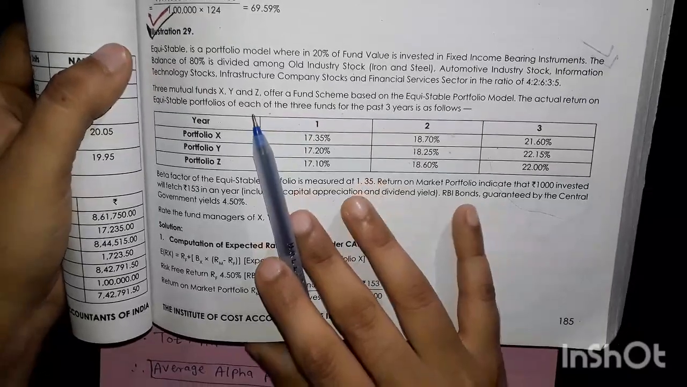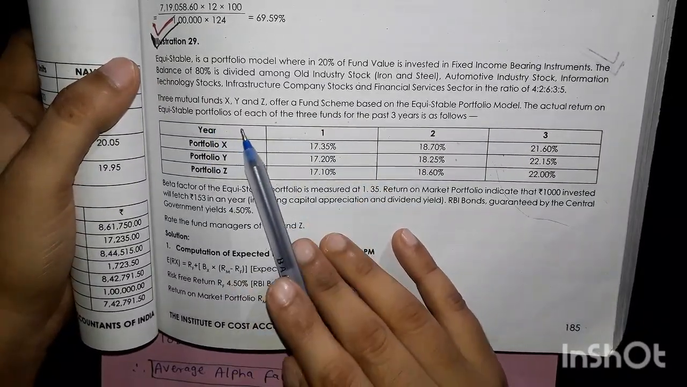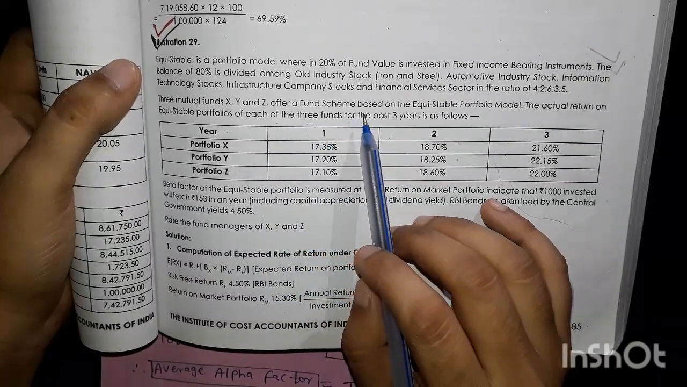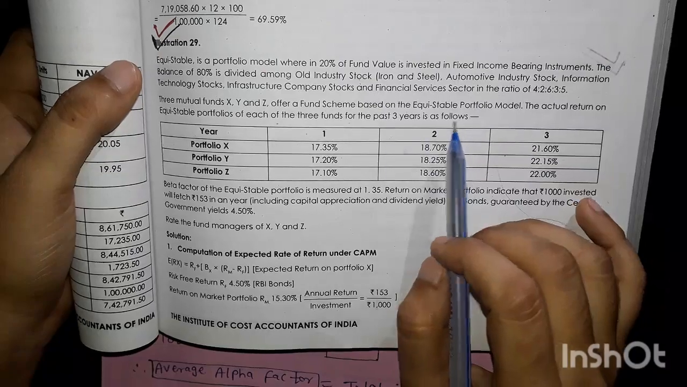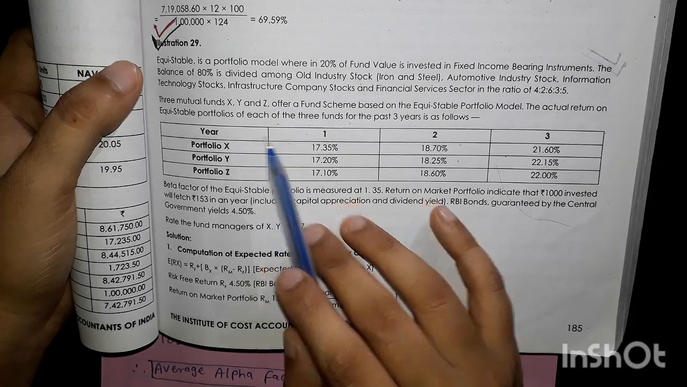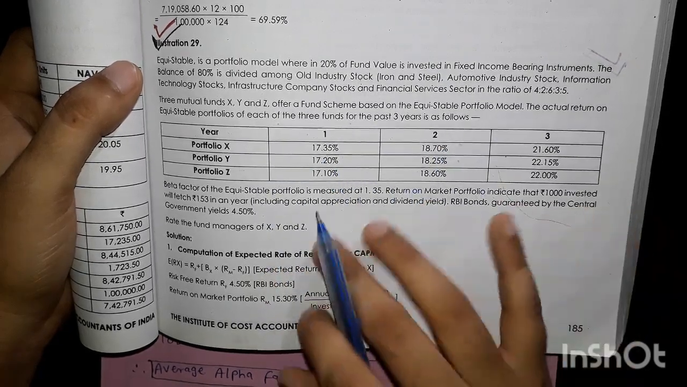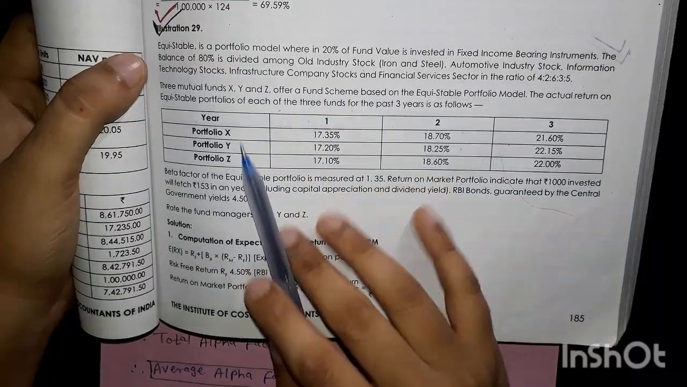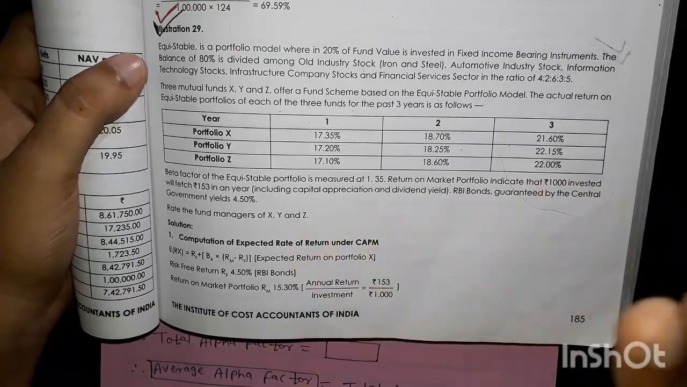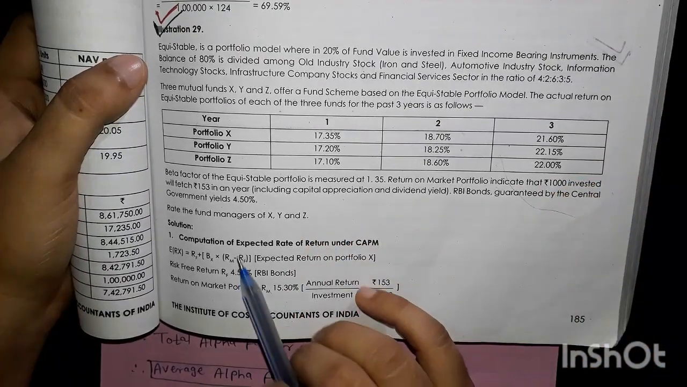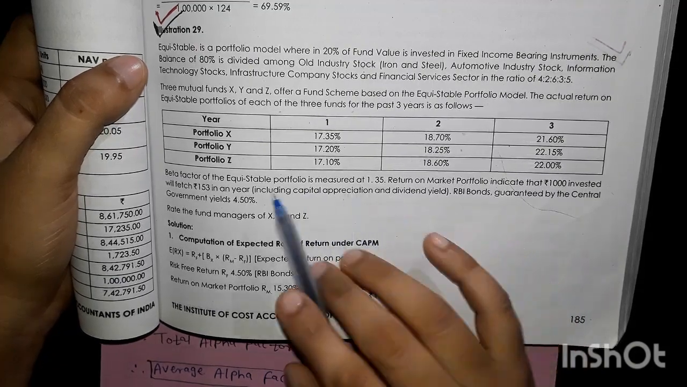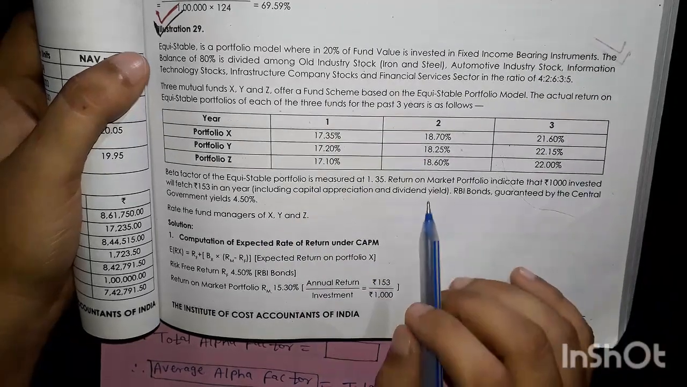Now the main data: there are three mutual funds, X, Y and Z, offering a fund system based on the equistable portfolio model. The actual return on the equistable portfolio of each of the three funds for the past 3 years is given. So XYZ portfolio, and first year, second year, third year data is given about actual returns. After that, beta of the equistable portfolio is measured at 1.35, so beta is given for the entire portfolio.